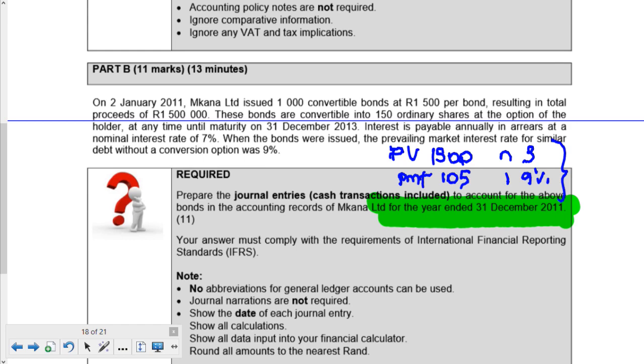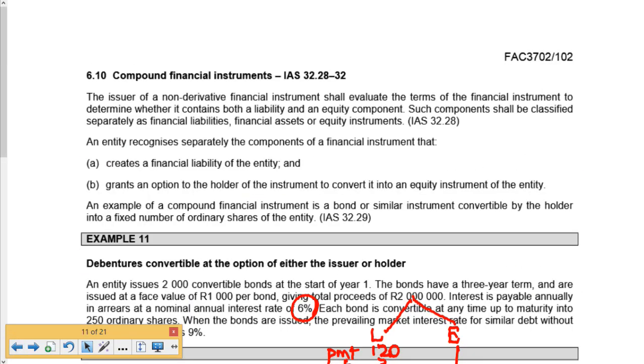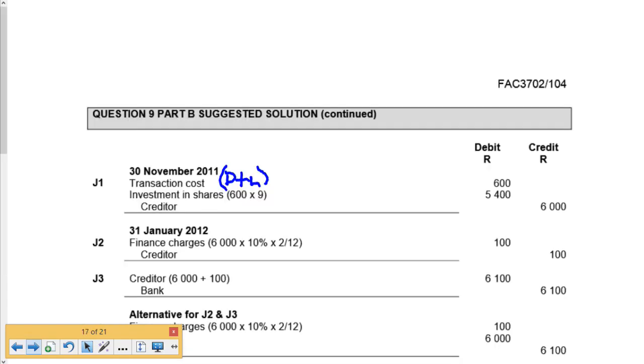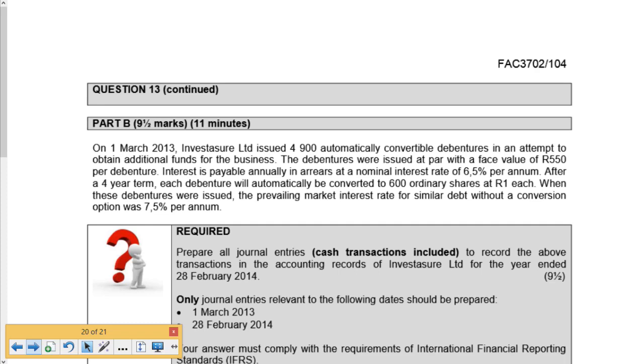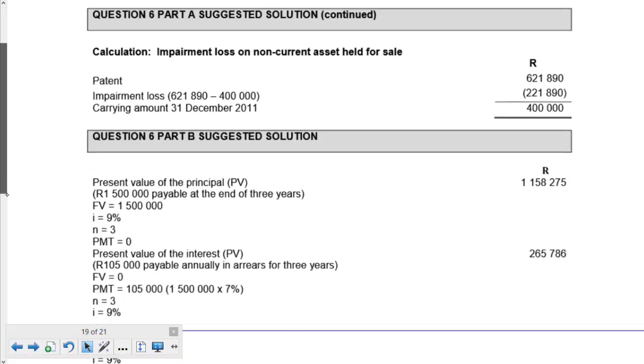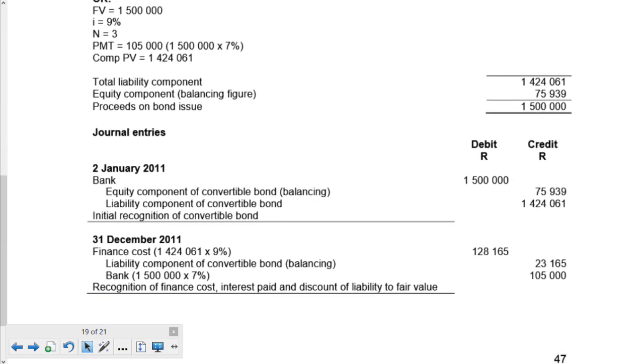Okay, remember we must use market I, isn't it? Market I for similar debt without conversion. Remember when we had it on the board, I even wrote it with a big fat highlighter, isn't it? Market I. So you must use market I. So if you used market I there, you would have got a present value of 1,424,061 for the liability. Then your equity is 75,939. If you get that wrong, then everything else will be wrong, isn't it? I don't know if they will carry through. They should.